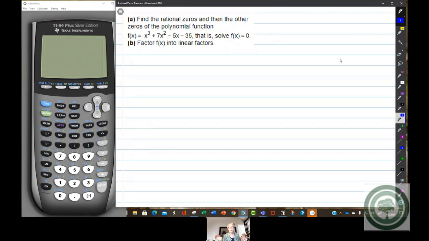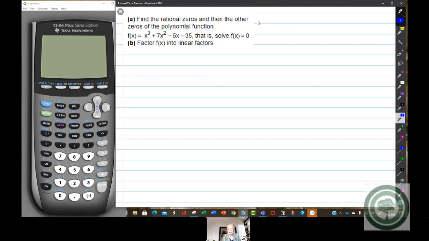Now we're going to do a real problem. This is a rational zeros theorem problem that brings everything you've been learning for the last week together. The week before finals and this. All of this function behavior stuff, it's all leading up to this.